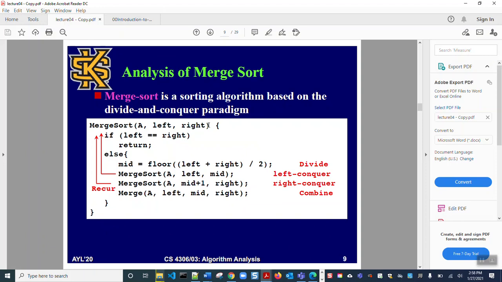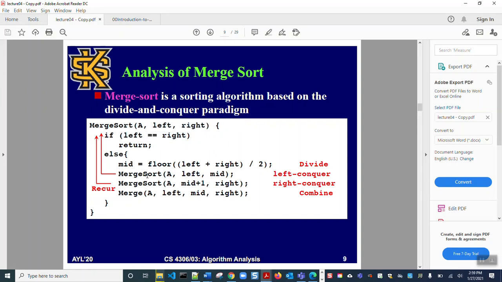Okay, so this is the pseudocode for the merge sort algorithm. A is an array, and we have the left index and the right index. If the left index is equal to the right index, that means we have only one value, or we are at the middle. You can consider that you have only one value, so then we return.